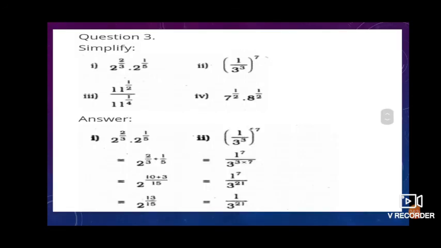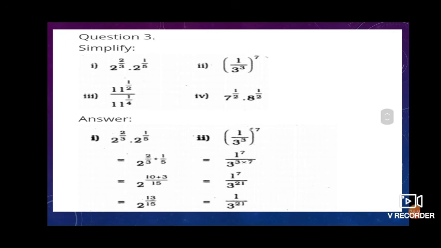Now finally, children, the first one, simplification: 2 to the power 2 by 3 into 2 to the power 1 by 5. As we already know from the product law, with the same base we can add the powers. So 2 to the power 2 by 3 plus 1 by 5. If we add the two powers, we get 2 to the power 13 by 15.